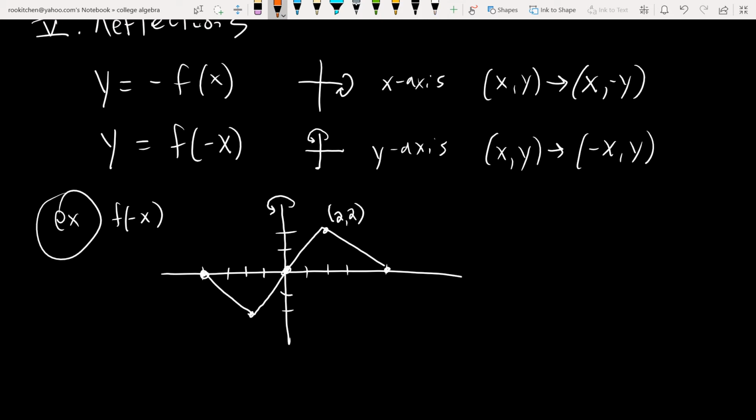So this point I just was playing around with will end up right here. So negative 2, 2. 0, 0 will stay where it is. 4, 0 will end up at negative 4, 0, so that'll be right here. Negative 2 will be at positive 2, negative 2, so that'll be right there. And negative 4, 0 will end up at 4, 0. So the end result will be this thing right here.